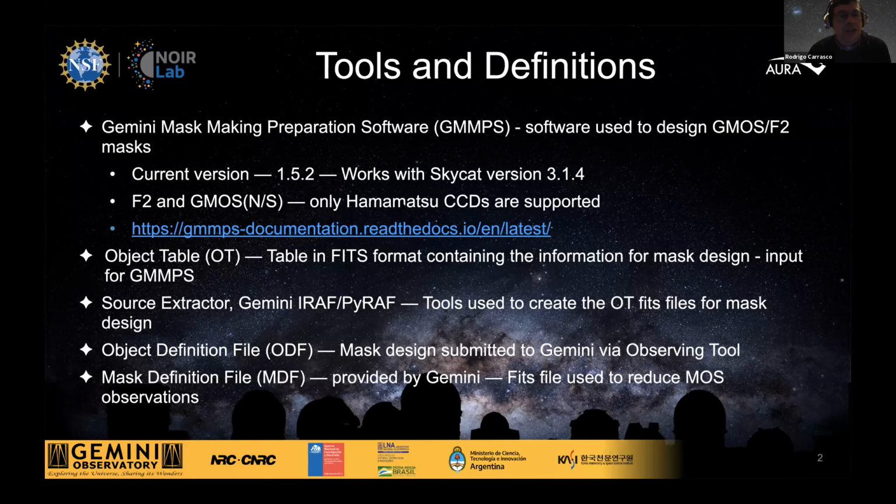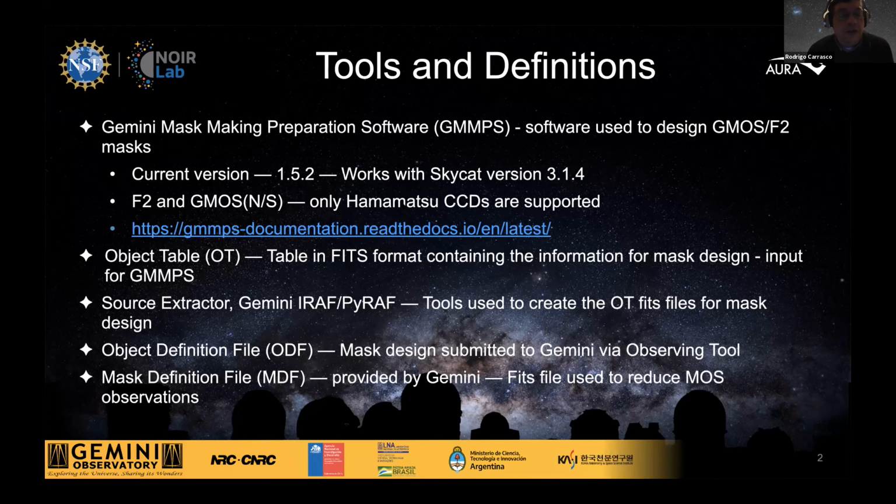One of them is the object table, which is the table in FITS format containing the information for the mask design for GMMPS. There is also some software that you can use to prepare your object tables, such as Circ Extractor, or the Gemini IRAF and PyRAF tasks that we have in the Gemini package.